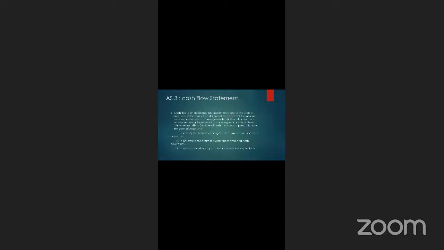The third AS is AS3, cash flow statement. Cash flow is additional information provided to the users of accounts in the form of a statement which reflects the various sources from where cash was generated, that is inflow of cash by an enterprise during the relevant accounting year, and how these inflows were utilized, that is outflow of cash by the enterprise. This helps the users of accounts to identify the historical changes in the flow of cash and cash equivalents. The second is to determine the future requirement of cash and cash equivalents. And the third is to assess the ability to generate cash and cash equivalents.